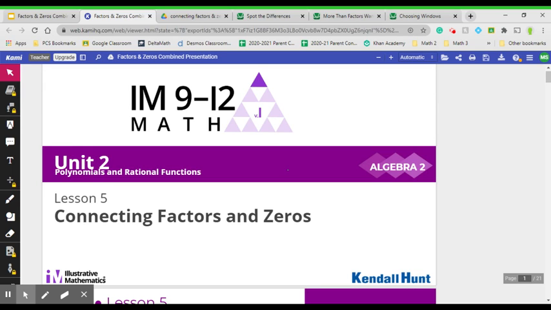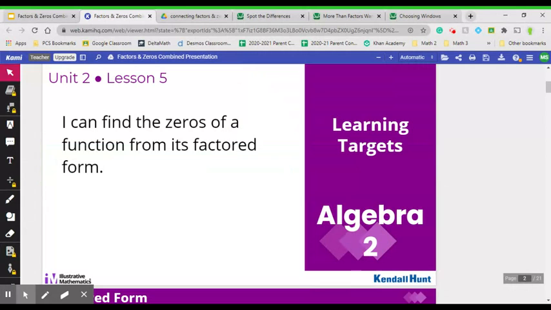We are going to be discussing polynomial graphing and factors and zeros. In part one, we are going to be looking at the connections between factors and zeros when it comes to those polynomial graphs. By the end of this first part, we're looking to be able to find the zeros of a function from its factored form and look at how that factored form affects what the graph itself will look like.